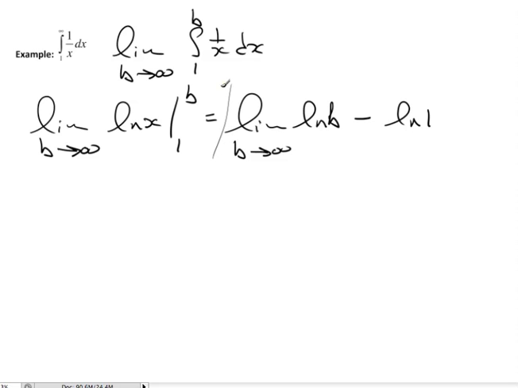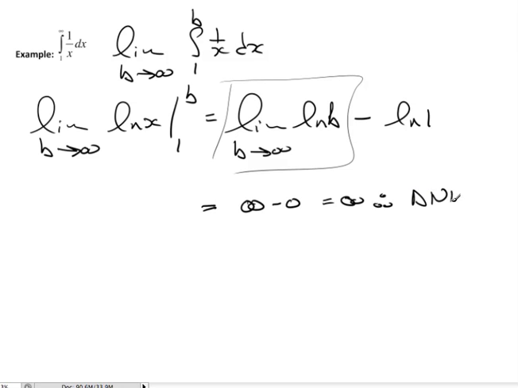Now notice the limit only applies here. If I wanted to bring it over here, I could, but it wouldn't make any sense because there are no b's here. Ln 1 is simply ln 1. If I had a b in here, then I would have to take the limit as b goes to infinity. So as b goes to infinity, ln b will go to infinity, and ln 1 is 0, so infinity minus 0, well, obviously that's just infinite. Therefore, I'm going to say this limit, or this integral, does not exist.